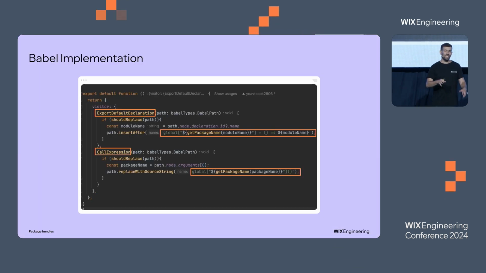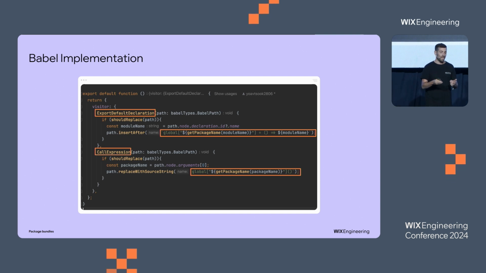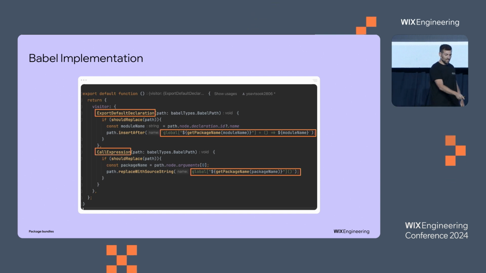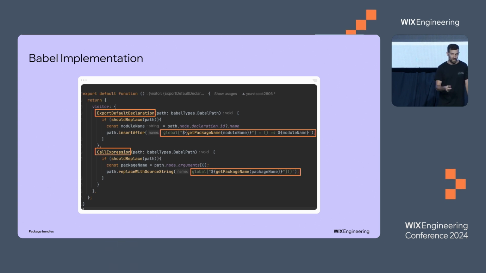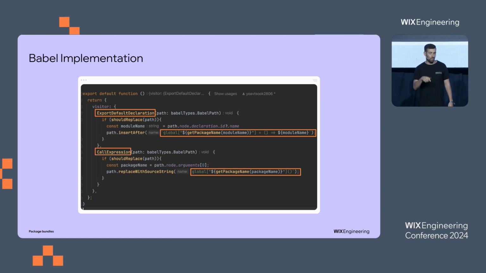Let's see the implementation. This slide is not so important. I just want to say that it's really easy to make a Babel plugin. Here you can see the export default declaration, which is the Babel handler, and that way I'm taking the module name and replacing it with a global call expression. And in the same way, in the call expression, I'm taking the package name we import and replacing it with a global assignment.